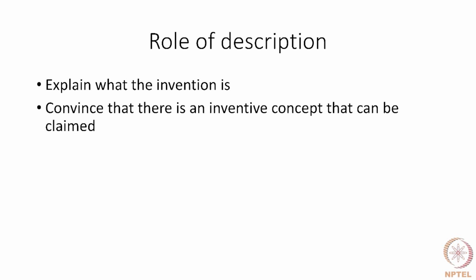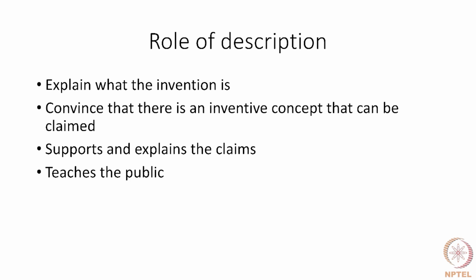Now in the descriptive part, you convince the examiner or the patent office that there is an inventive concept that can be claimed, because the descriptive part comes before the claim. And what you do in the descriptive part is, apart from supporting the claim, you convince that there is something inventive. It also supports and explains the claim. It teaches the public. This is the teaching requirement in patent law, where it enables a person skilled in the art to perform the invention.